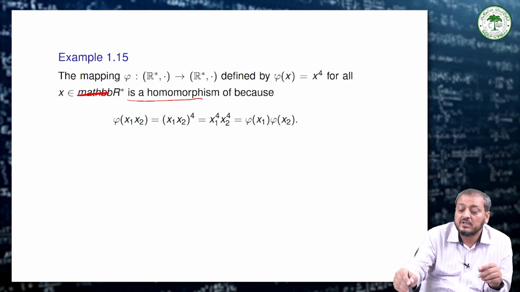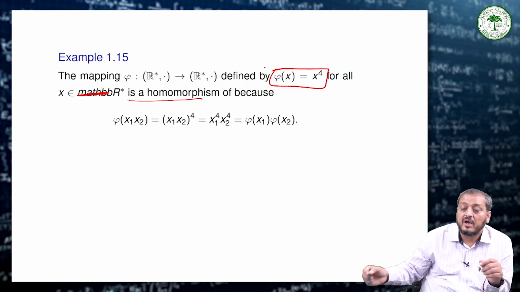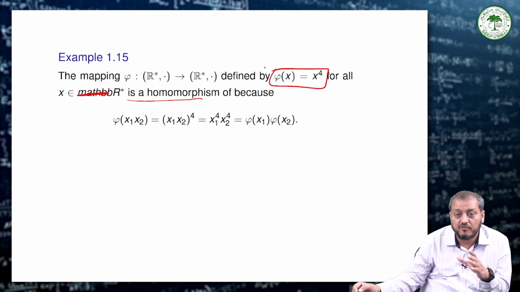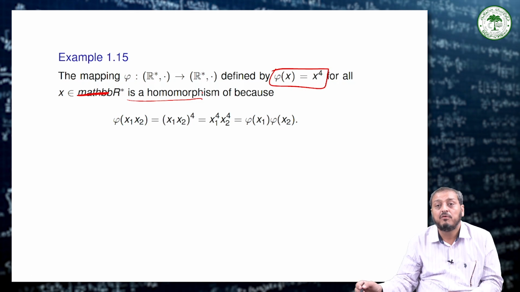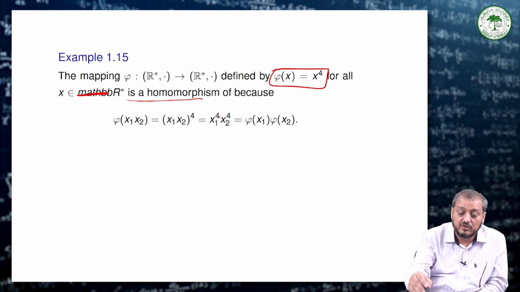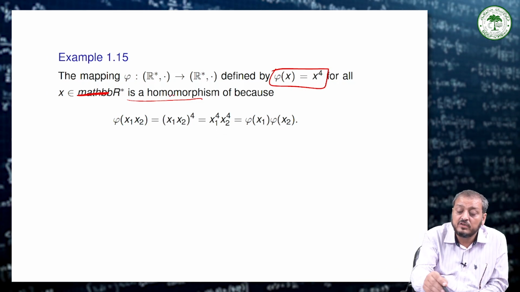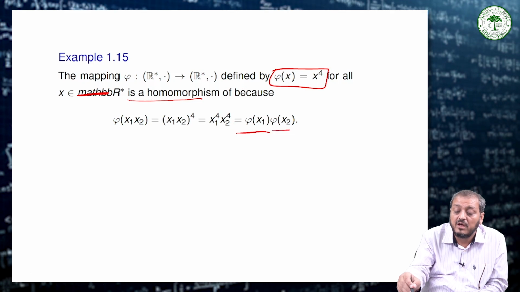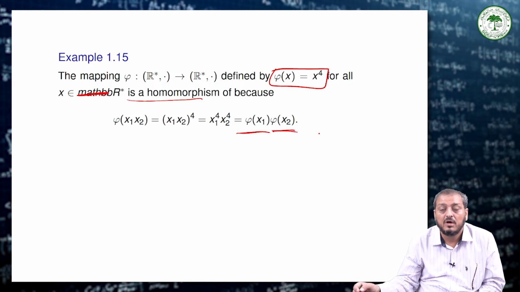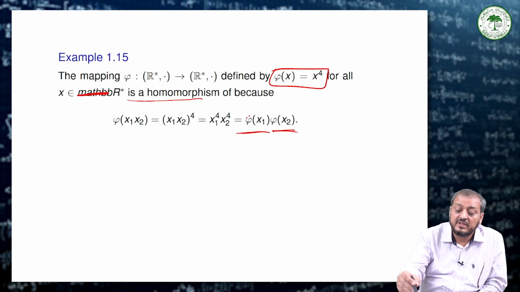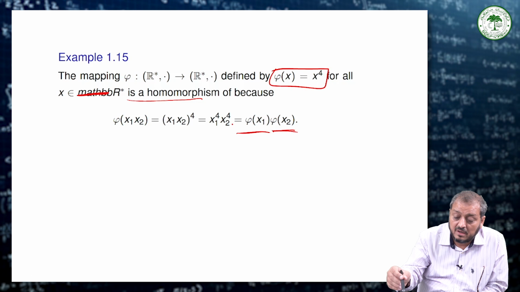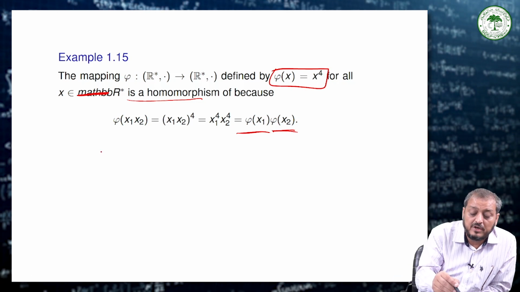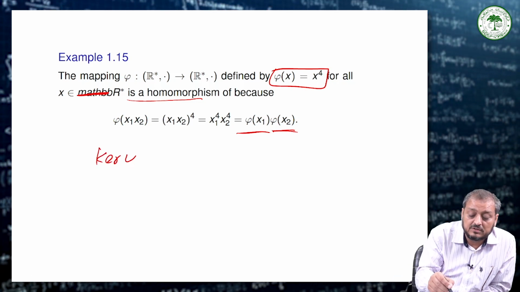by the map defined is equal to (x1 x2) to the power 4, and this can be written as x1 to the power 4 times x2 to the power 4, which is phi of x1 times phi of x2. So this clearly is a homomorphism. Now we have to find the kernel of this map.